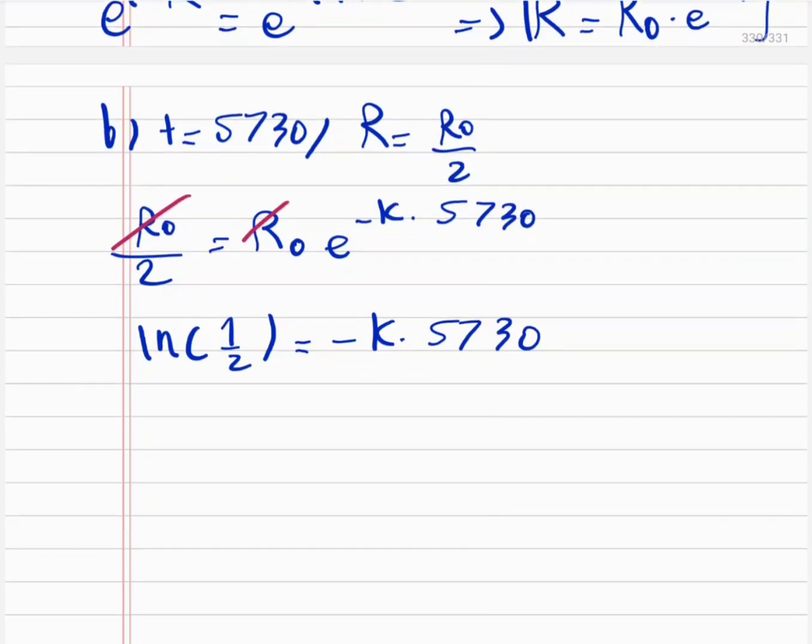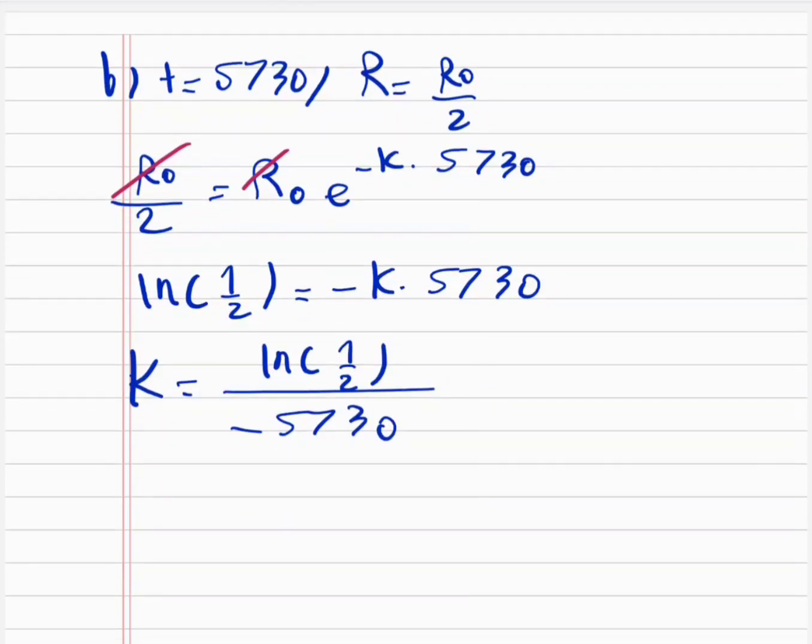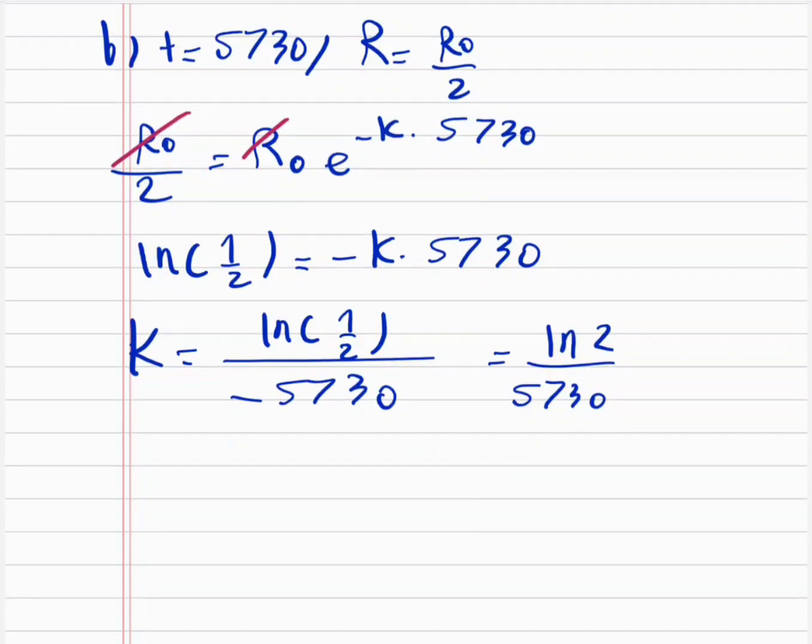And now we can just divide both sides by this value, so k is equal to ln half over minus 5730. And we can actually rewrite this as ln 2 over 5730, because it's a property of logs that if you have a negative log here, then that negative can be the power, and a half to the power minus 1 becomes ln 2. So k is equal to ln 2 over 5730.